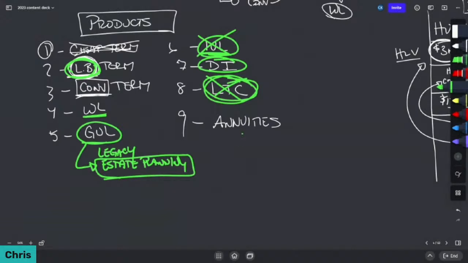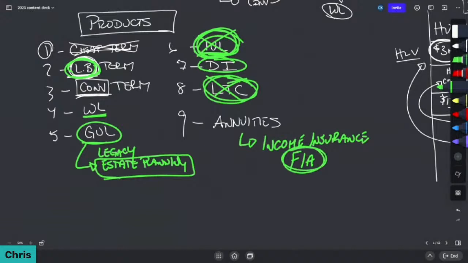Now, annuities, this is just income insurance, right? So here's the deal. A lot of people like to use IUL for retirement income. Well, I got news for you. If you're interested in using any kind of index strategy for retirement income, you need to be utilizing fixed index annuities, FIAs, instead of IULs.